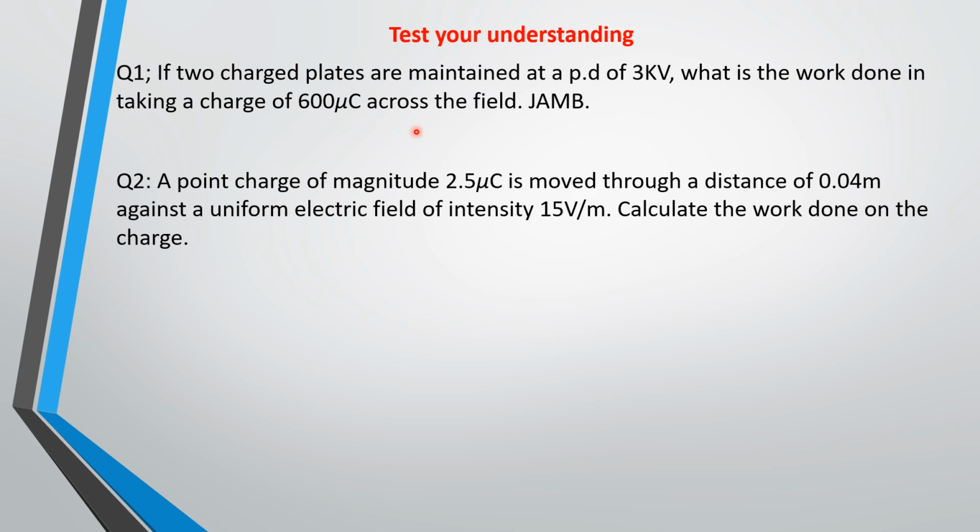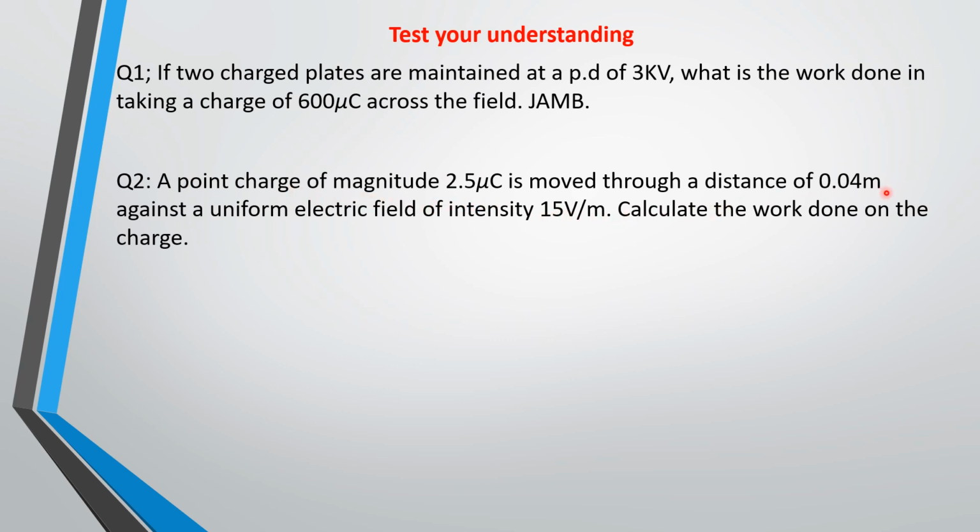1 microcoulomb is equal to 10 raised to the power minus 6 coulomb. So you have to multiply by 10 raised to the power minus 6 in order to convert it to coulomb. Is that okay? Once you have done that, you can now find the work done. You know that work done is equal to potential difference times charge.